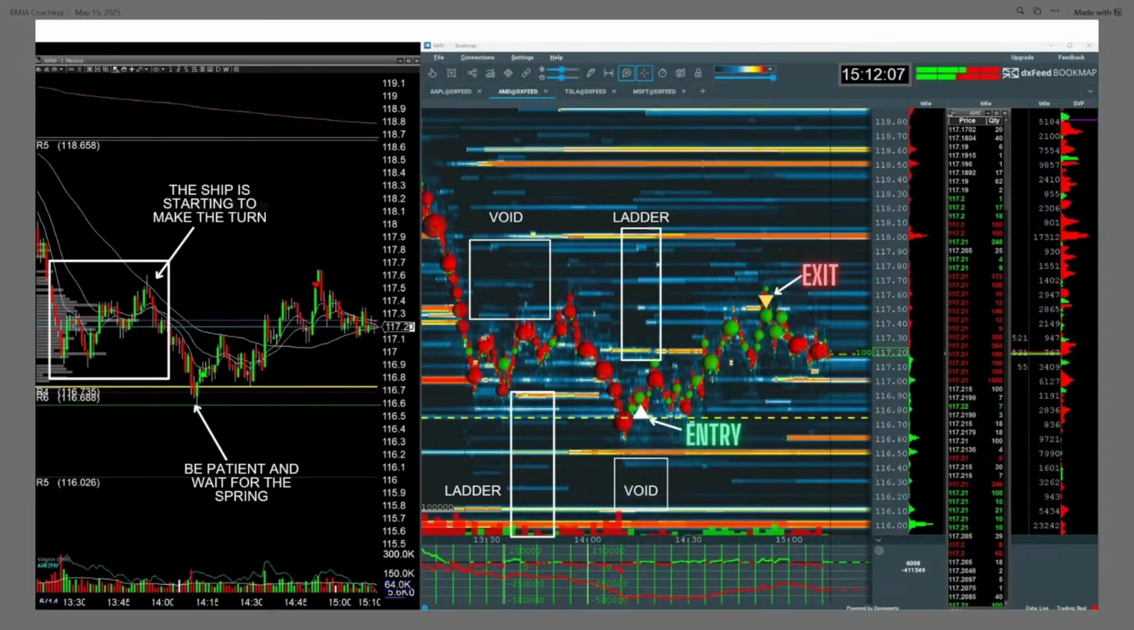And what he's looking for on that is he's looking for it to come into the level and the level to act as some type of absorption. It doesn't have to defend price perfectly. It can breach, but he's looking for it to absorb volume there. Yes. And if you look at the book map, you can see exactly that.